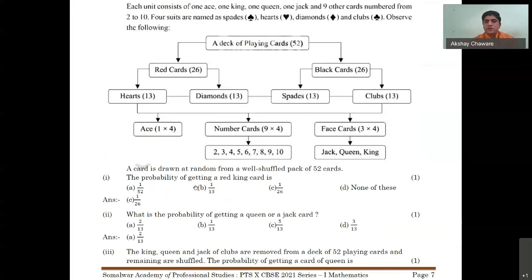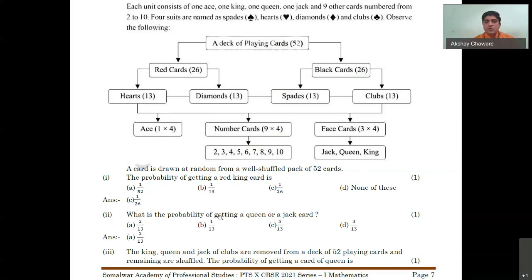Simple probability of getting a red king. So red kings are 4, and 4 by 52, like that. And a red king card. So red king is one in heart and another in diamond. Sorry, my mistake. Red kings are 2 only. One is in heart and another is in diamond. Okay, and 2 by 52 is 1 by 26. So the final answer 1 by 26 is the correct one.